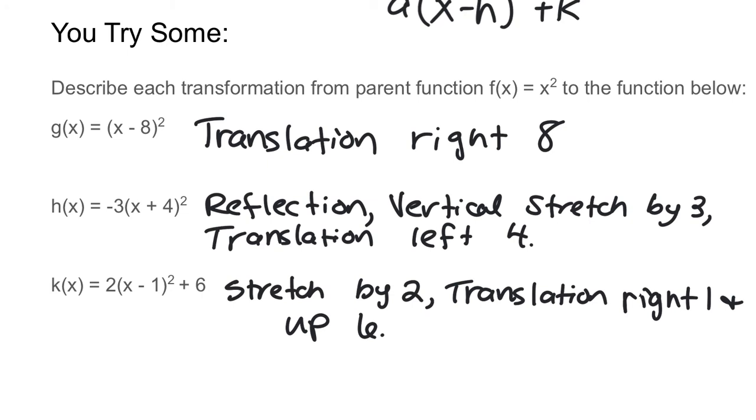This one had a reflection because it has a negative here, a stretch by 3, a slide to the left 4. This one had a stretch of 2, a slide right 1, translation right 1, and a slide up 6.